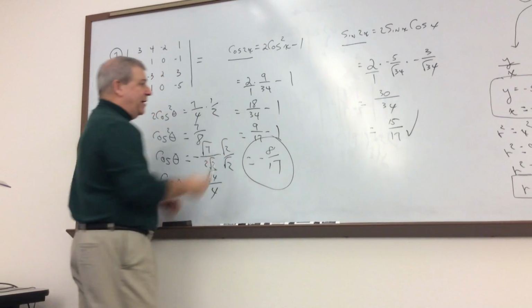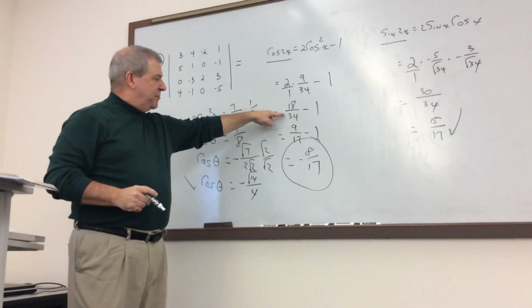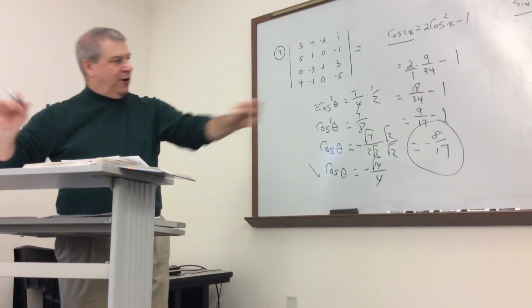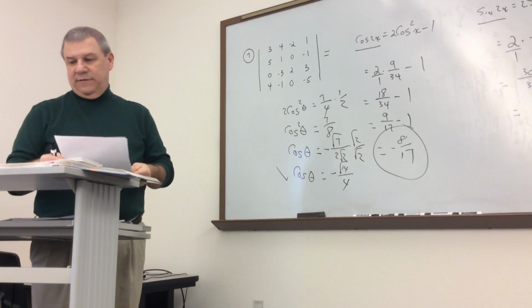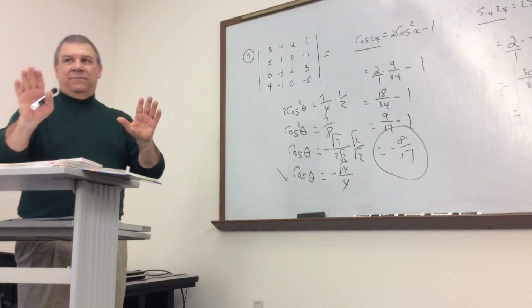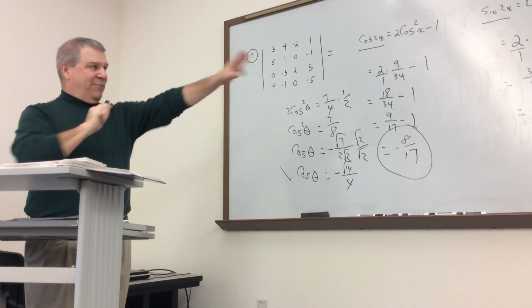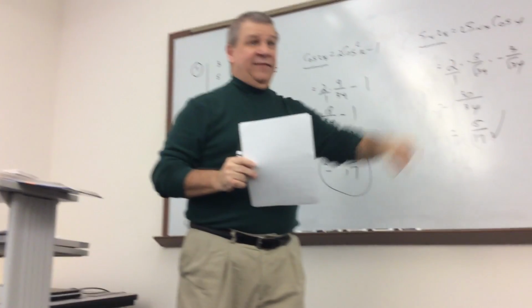It should be that. I already did it on the board. There it is right there. 18/34 minus 1 is this and then that. So my answer that's there at the bottom is wrong. It should be negative 8/17. Question on that? You will have problems on the test like 8, 9, and 10. And you'll definitely have one on the test like 14.